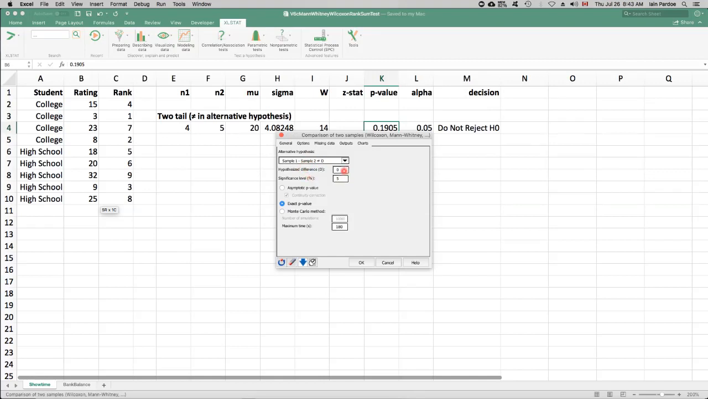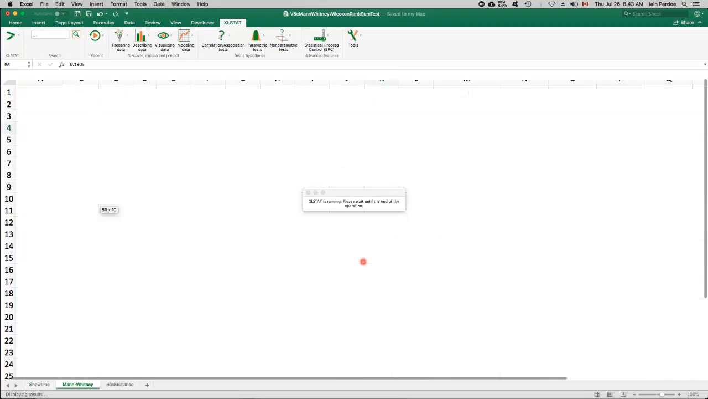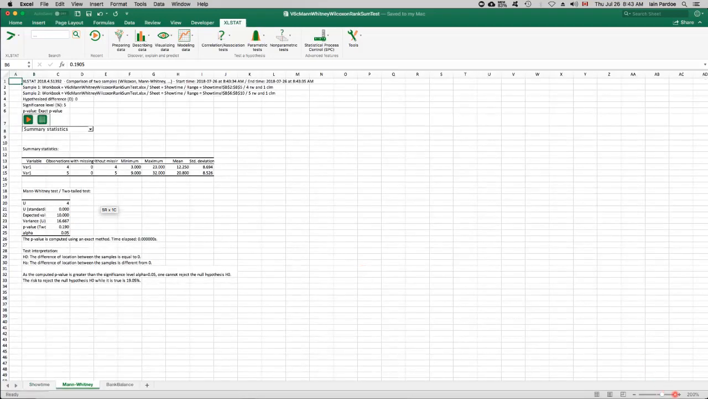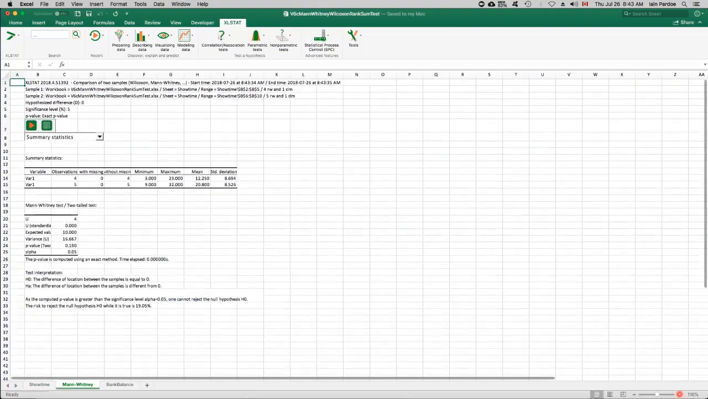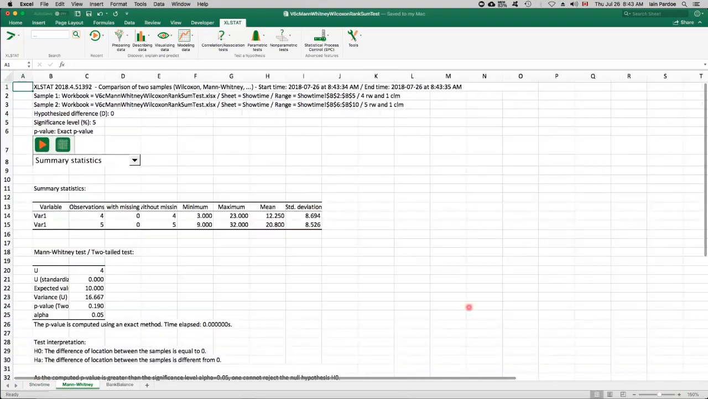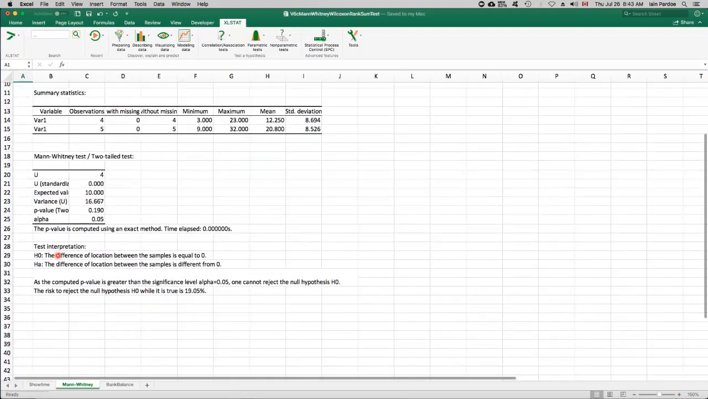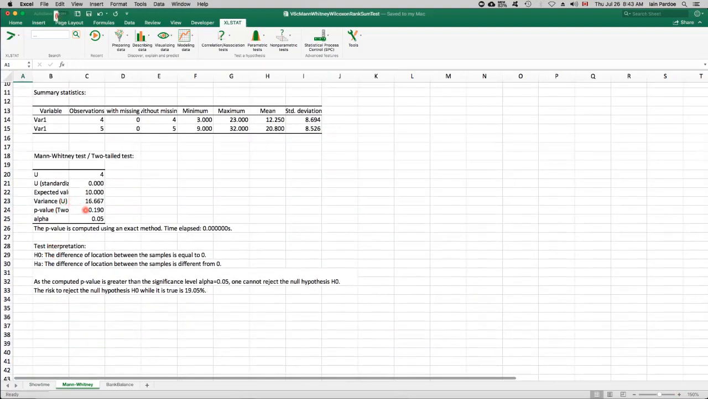Leave hypothesized difference as 0, significance level, let's leave that at 5%. And let's do an exact p-value calculation here. So this is the p-value calculation that we can't really do by hand. And so we're going to get Excel stat to do it for us. And we'll take a look at the results. So we're actually just going to focus on the p-value here. We're not going to worry about the rest of the table.